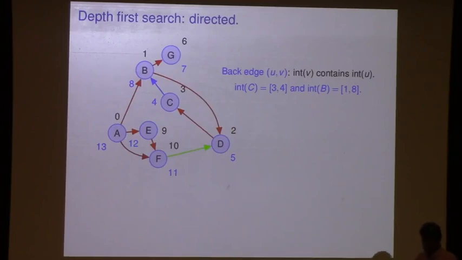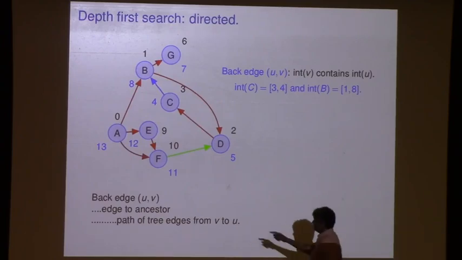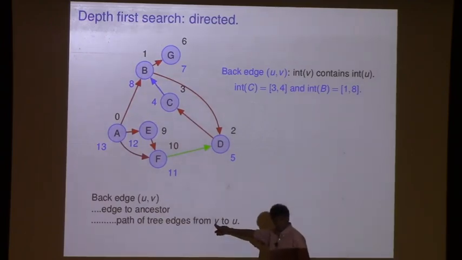Is that clear? Okay. I'm just putting it in a little bit more careful language, but it's what Professor Chiesa said. Path of tree edges from V to U because V is on the stack. V's interval contains U's interval. So V is on the stack.